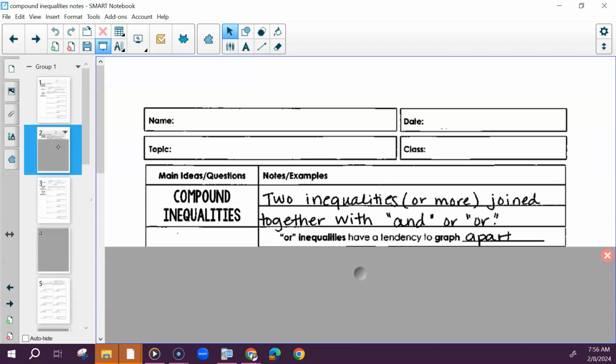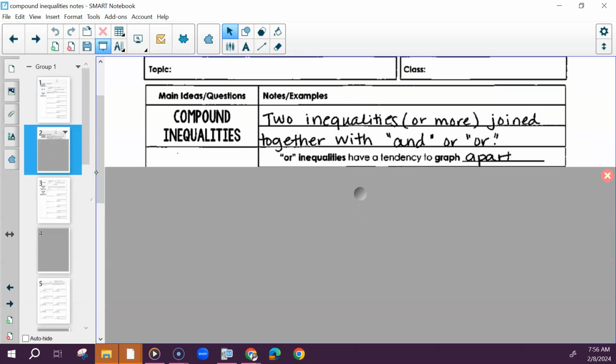Okay. Go ahead and write this down. Compound inequalities are 2 inequalities or more. We're only going to deal with 2 though. That are joined together with the word and or the word or. And or inequalities have a tendency to graph apart.